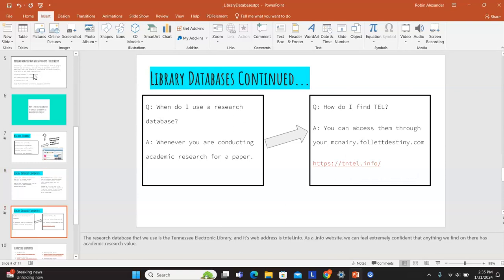So, when do you use a research database? Answer: whenever you are conducting academic research for a paper. So we use the Tennessee Electronic Library, and its address is tntel.info. As an .info website, we can feel extremely confident that what we find on there has academic research value.